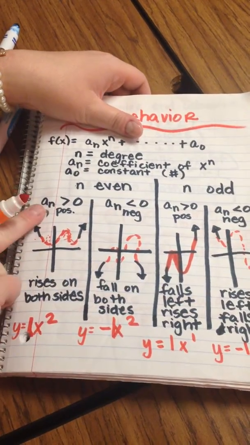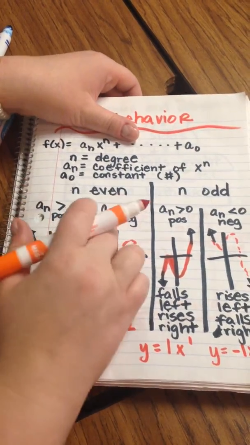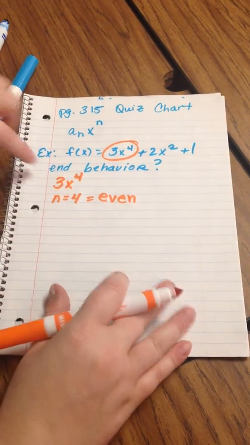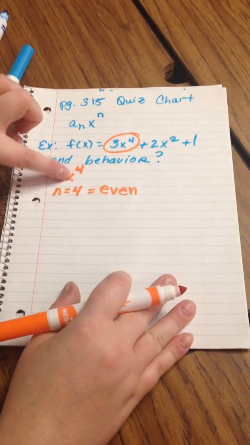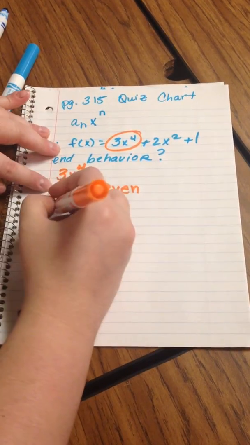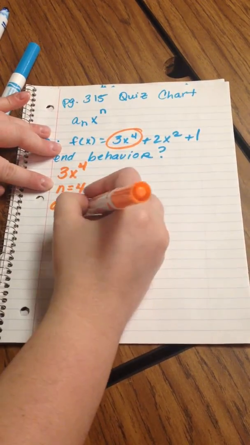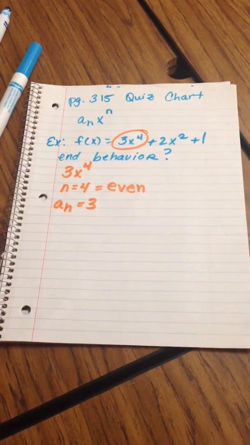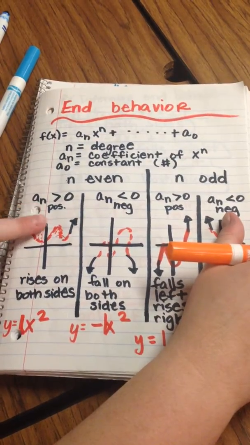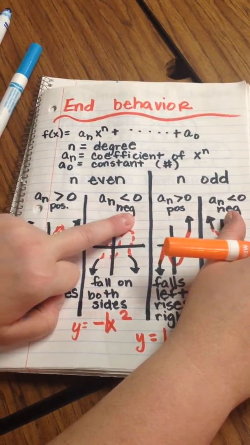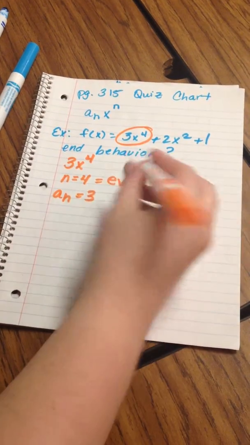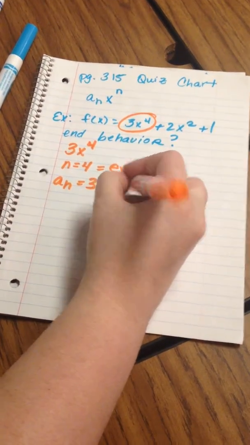So now we have to look at the left-hand side, and it talks about this a sub n. Okay, quit freaking out. A sub n is the number attached to that letter with the highest exponent. So a sub n is 3. And the chart says to tell whether that a sub n is positive or negative. So my 3 is positive.